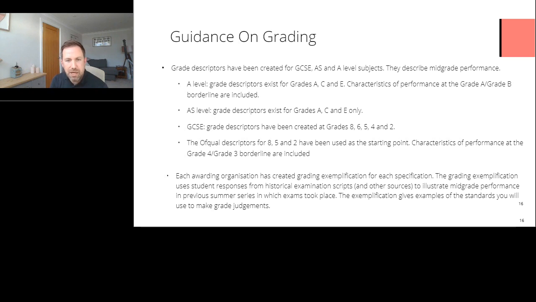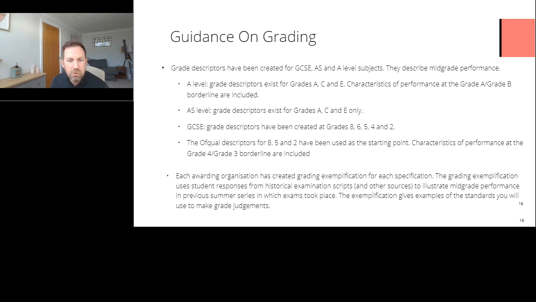As the basis for these, for GCSE in particular, Ofqual had produced descriptors already for grades 8, 5 and 2, and we've used those as the starting point, but of course have added to those where we felt it was appropriate. And in addition to the grades that we outlined above, the 8, 6, 5, 4 and 2, we've also produced borderline characteristics of performance at grades 4 and 3.